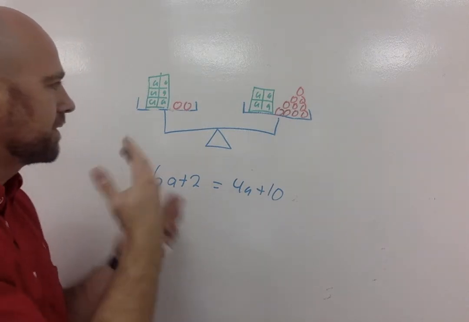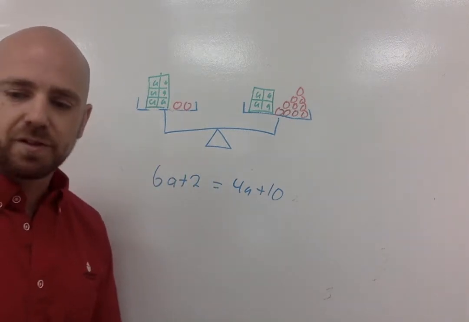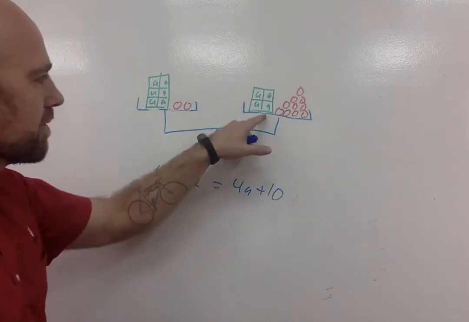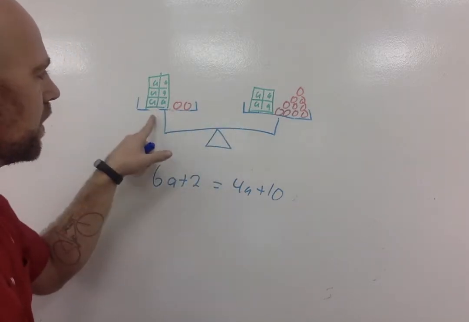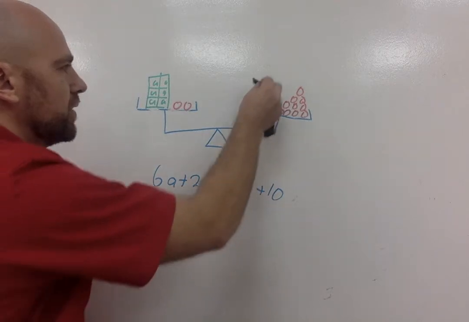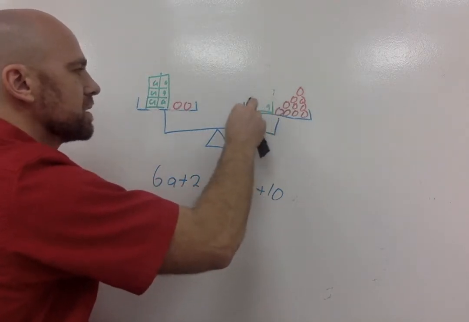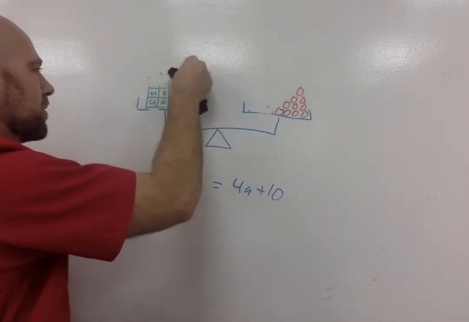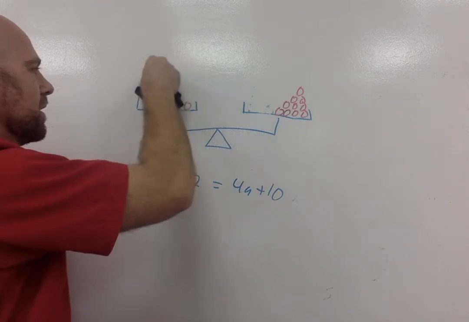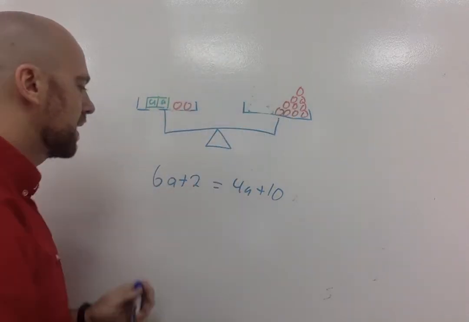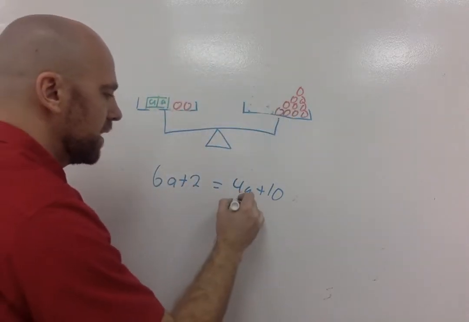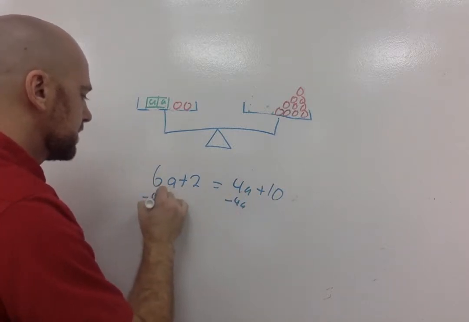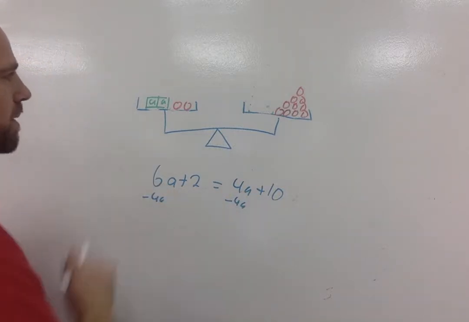Okay, so I'm going to use the same method that I just previously used, but this time I'm going to have a little bit on both sides. The first thing that I want to do is try to get rid of the 4a over here because I have more a's over here. So if I remove these 4 a's, that means I have to remove 4 a's on this side. So what did I do? I removed 4 a's from both sides. Okay, so what am I left with now?